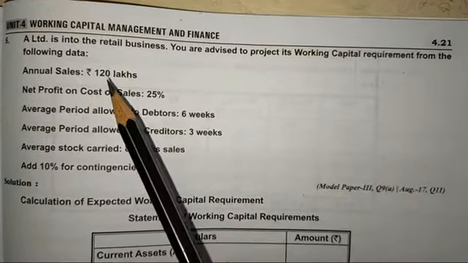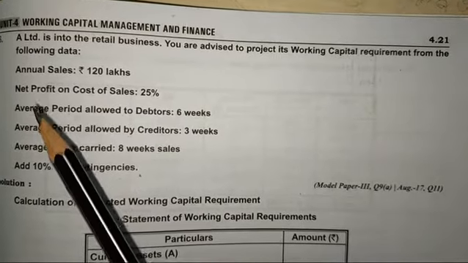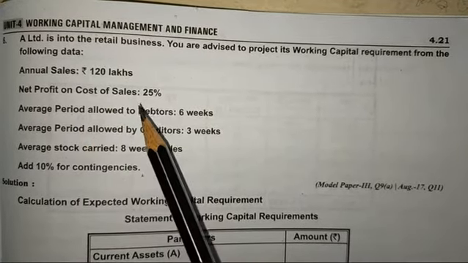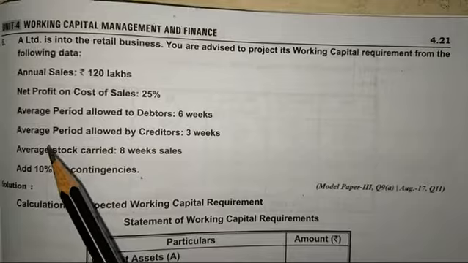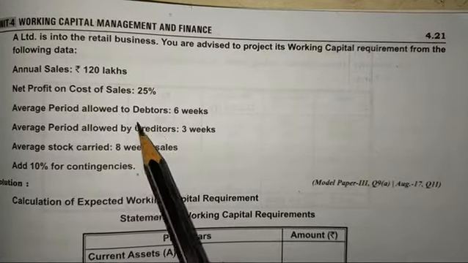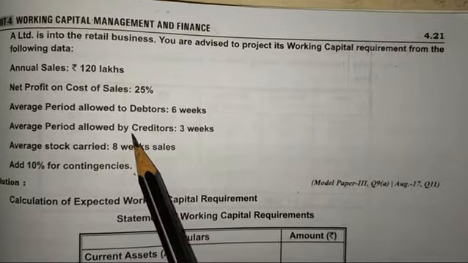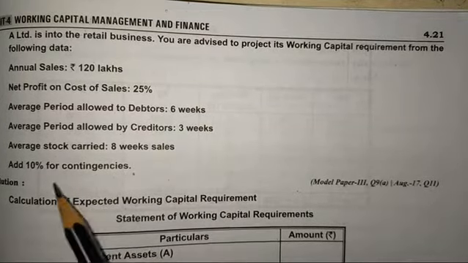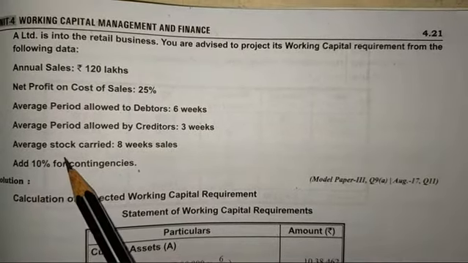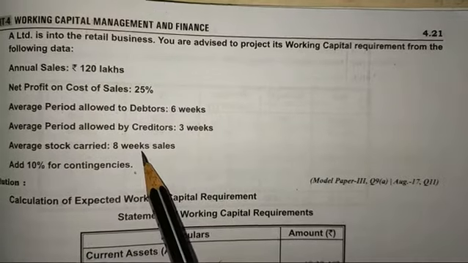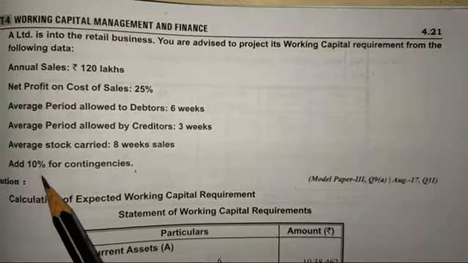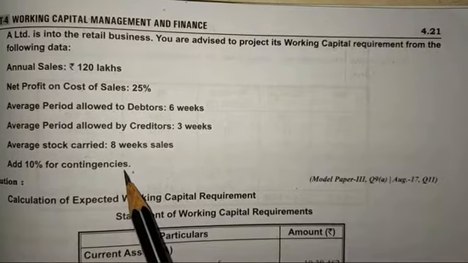Annual sale is rupees 120 lakhs. Net profit on cost of sale is 25%. Average period allowed to debtors is 6 weeks. Average period allowed by creditors is 3 weeks. Average stock carried is 8 weeks, at 10% of contingencies.